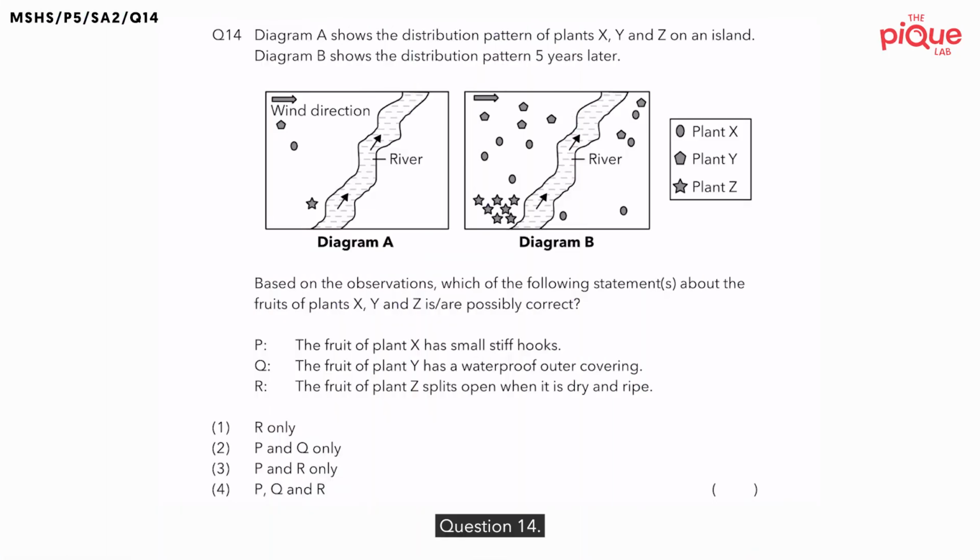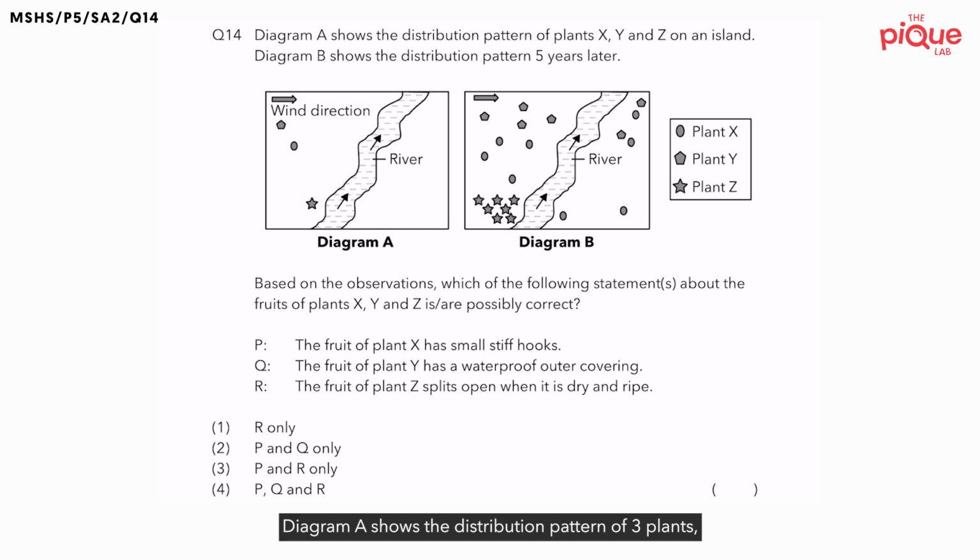Question 14. Diagram A shows the distribution pattern of three plants X, Y, and Z, and they're all found on an island. Now, how do we identify the three different plants? They are represented by different symbols given on the right-hand side of the diagram. The oval representing plant X, pentagon representing plant Y, and the star representing plant Z.